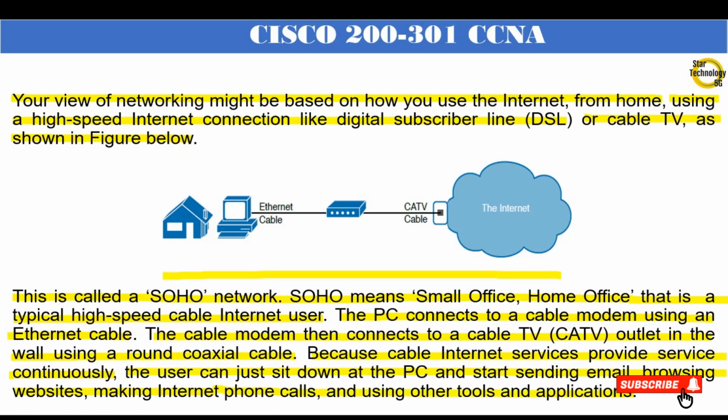You can see in this figure, the Internet service provider provides you a high-speed Internet cable. This could be Cat6, Cat7, fiber optic cable or a round coaxial cable. That cable is connected with a modem. And that modem connects with your personal computer via a network cable like Cat6, or via wireless like Wi-Fi, and you can use your PC and browse websites.